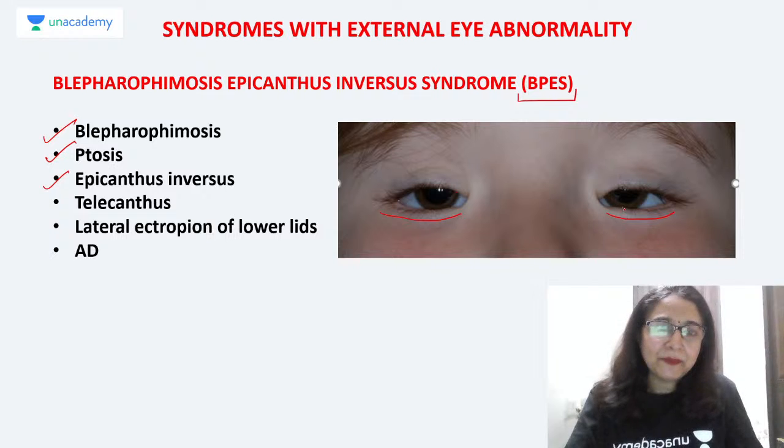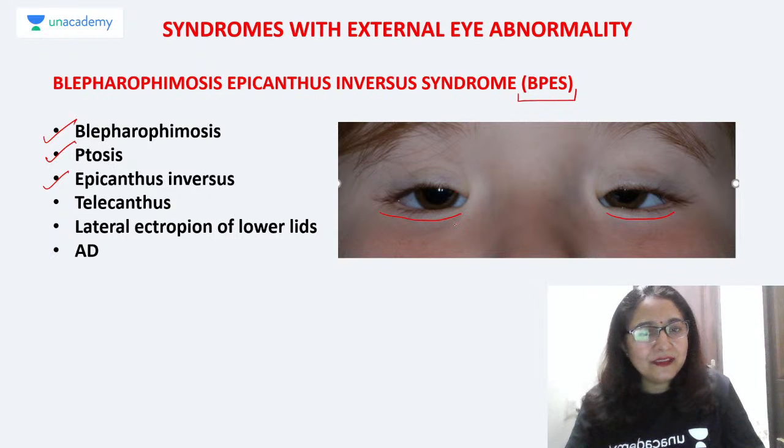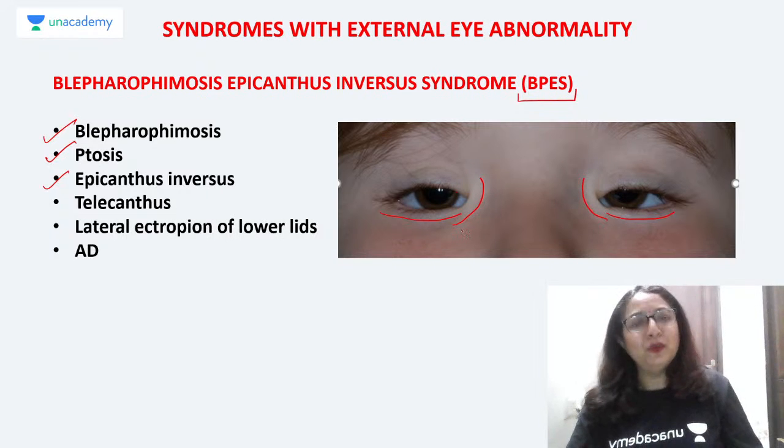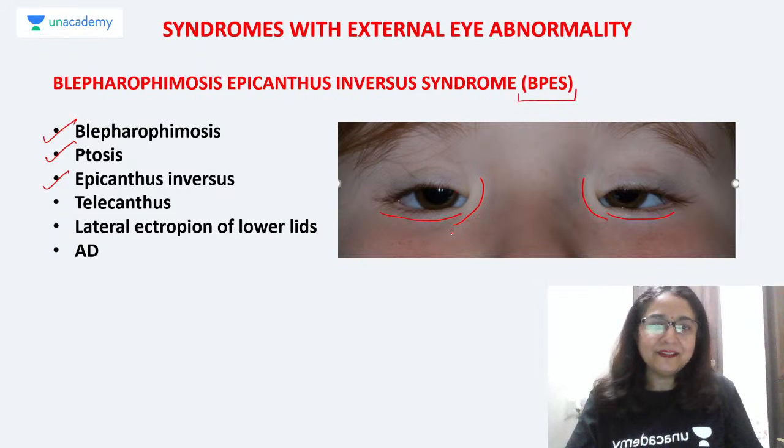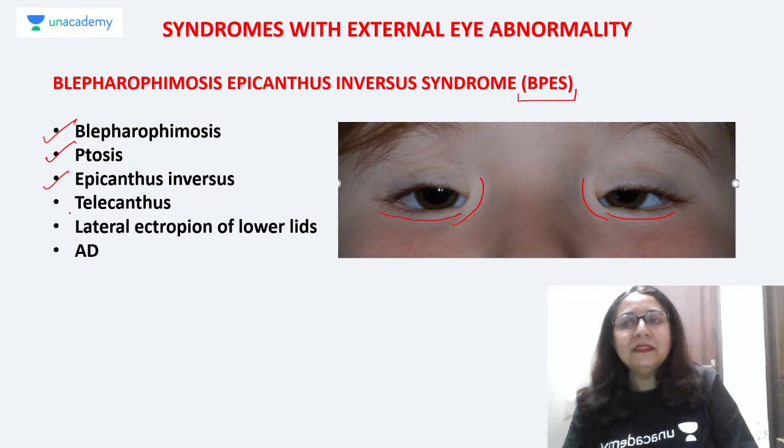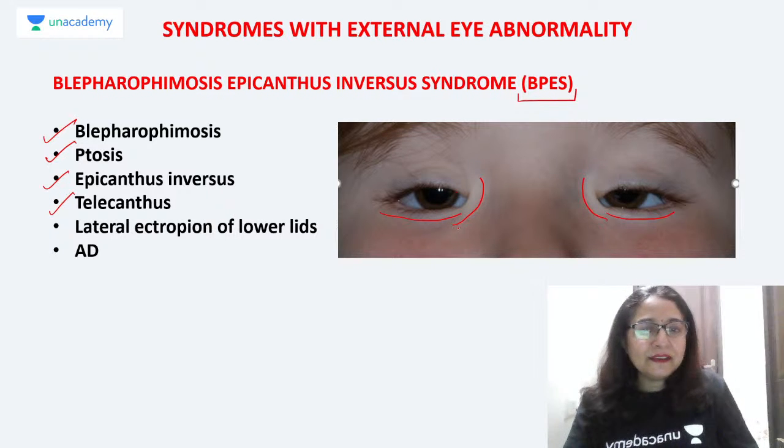What do we mean by epicanthus inversus? As you can see here, there is a skin fold from the lower lid to the upper lid. Epicanthus is a skin fold from the upper lid to the lower lid. So when it is the reverse of that, that is known as epicanthus inversus, a fold from lower lid to upper lid. Then there is another feature known as telecanthus.